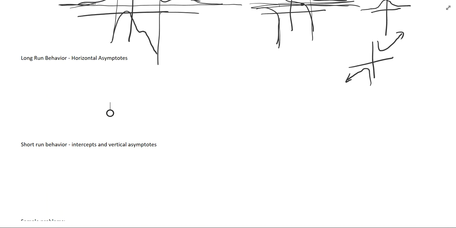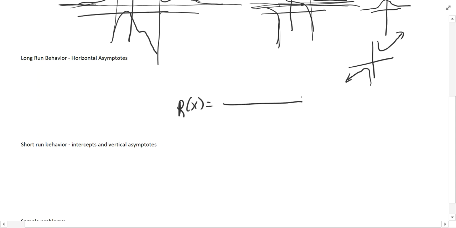Okay, but the long run behavior, you're looking at what's happening to a polynomial function. So if I just take a polynomial function, well, you want to look at a rational function, which is some polynomial function divided by another polynomial function.